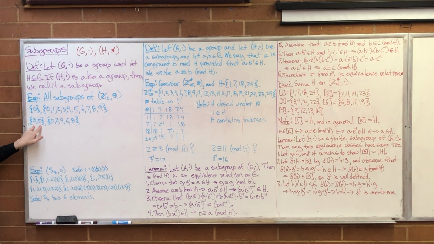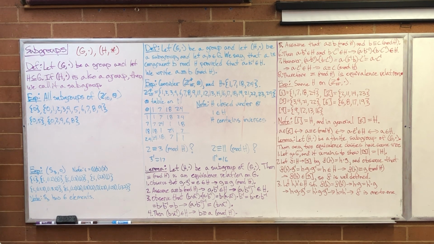This, does it contain its inverse? What's the inverse of 5? 5. What's the magical number I can add to 5 to get the identity element? 5. What about this one? Well, 0's inverse is 0, so we got that. What's 2's inverse? 8, that's in there. What's 4's inverse? 6. So we have all their inverses in there as well. Okay, so these are all subgroups.